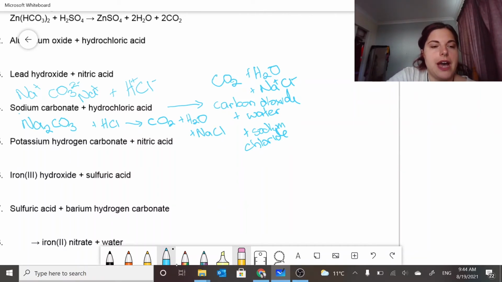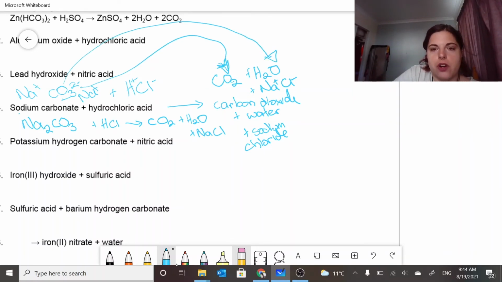Alright, so one thing that you'll notice is that your carbonate actually splits into the carbon dioxide and it lends one of its oxygens to the water. So if you have one carbon dioxide and 1 water, it's going to be balanced. But where it gets tricky is we have got 2 sodiums.